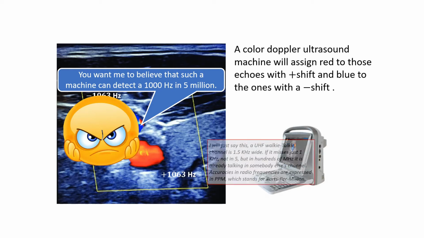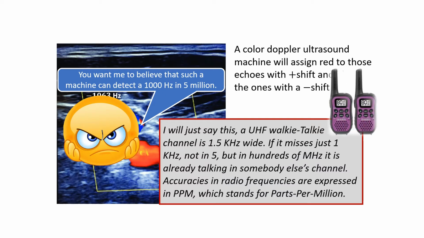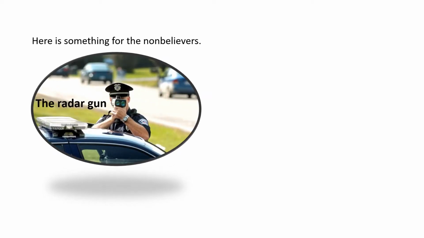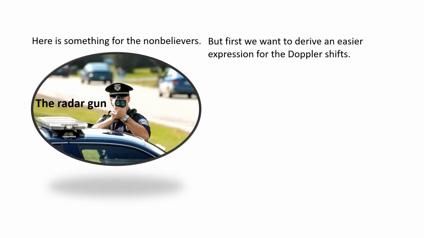Come on. I will just say this, a UHF walkie-talkie channel is 1.5 kilohertz wide. If it misses just 1 kilohertz, not in 5, but in hundreds of megahertz, it is already talking in somebody else's channel. Accuracies in radio frequencies are expressed in ppm, which stands for parts per million. Here's something for the non-believers. The radar gun. But first we want to derive an easier expression for the Doppler shifts.